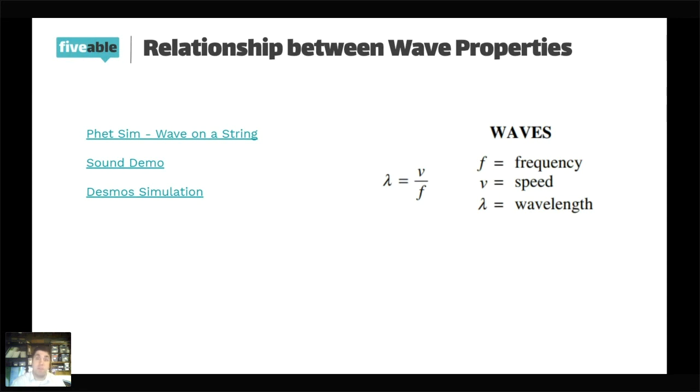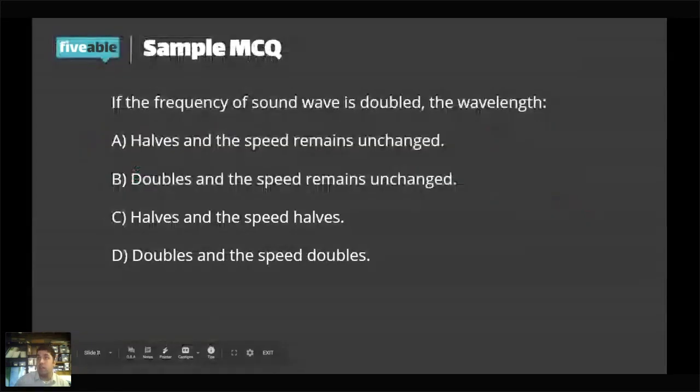Okay, so that being said, let's click through here. All right, so some sample multiple choice questions. If the frequency of a sound wave is doubled, the wavelength... All right, so we take our frequency, how many times this oscillates, and I make it twice as fast. What happens to the wavelength?